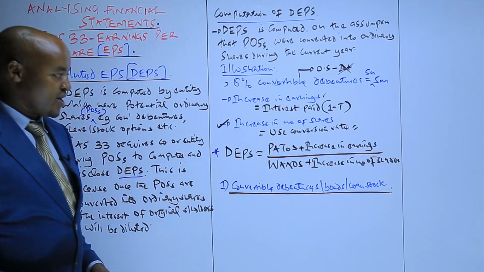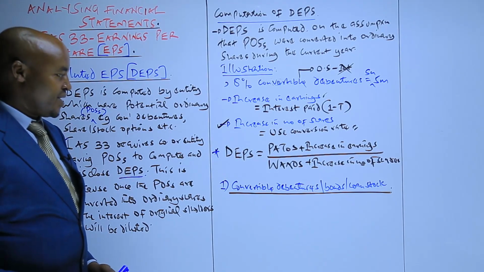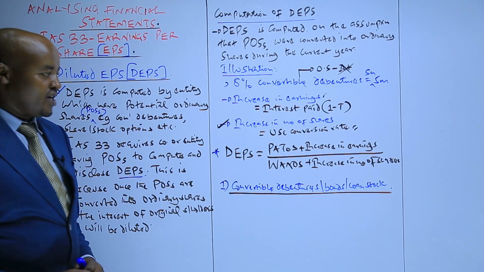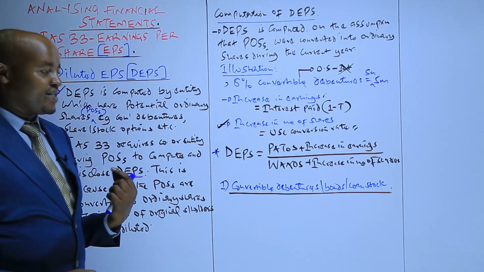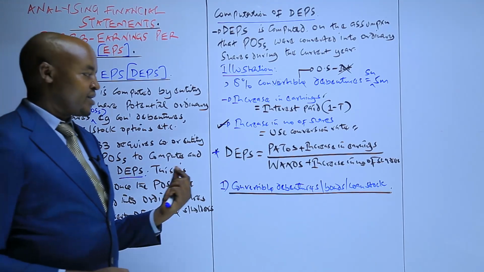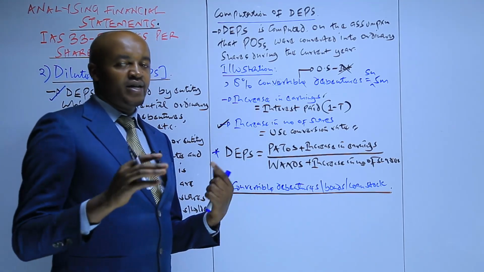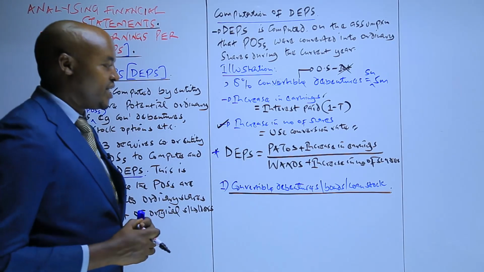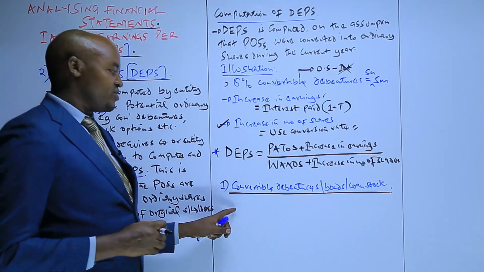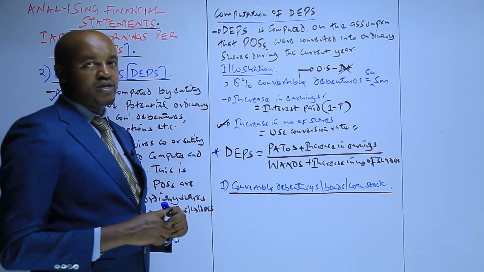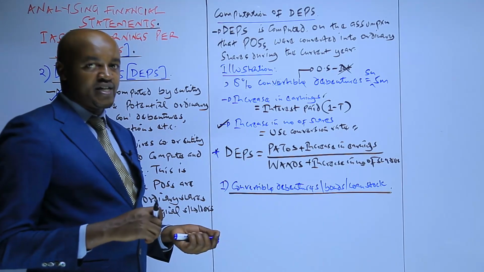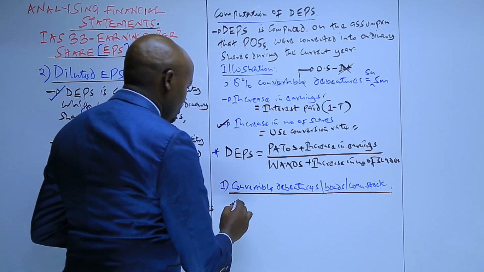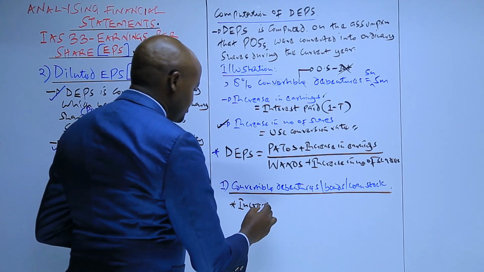So if you come across some question and you're told the company had issued convertible debentures, convertible bonds, convertible loan stock, the first thing you need to recall is that this is a potential ordinary share. These are financial instruments issued by the company, which require the company to issue ordinary shares in the future. For you to compute the diluted earnings per share, you basically assume that these convertible securities were converted into ordinary shares during the current year. Once you make that assumption, then you proceed, you compute two items.